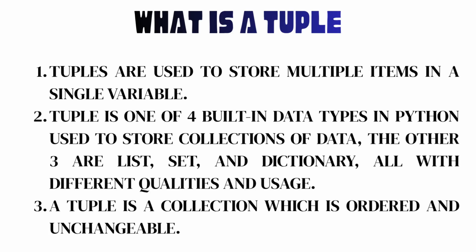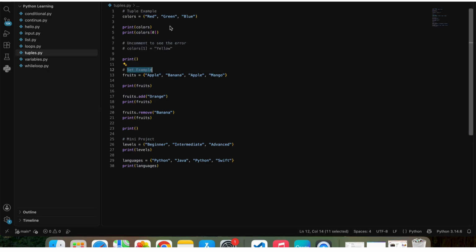Today I'm going to introduce you to two more important data structures in Python: tuples and sets. Let's start with tuples. A tuple is also a collection of multiple values just like a list, but there is one important difference. Once you create a tuple, you cannot change it.